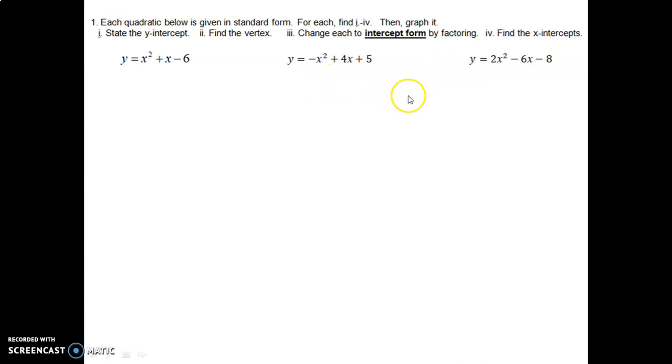What happened when we graphed these? What happened when we graphed the other ones? And you're going to see something interesting occur. So let's get started on this. First one, let's graph it. First step is, what is the y-intercept?